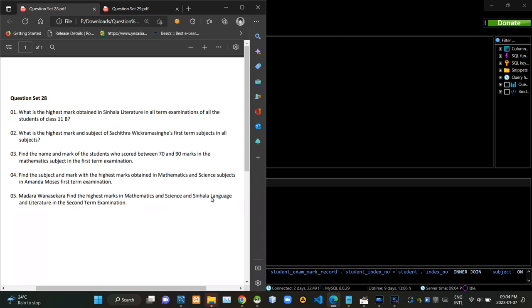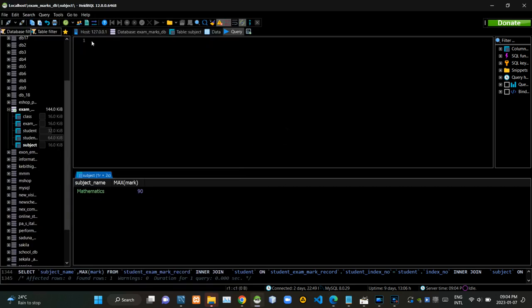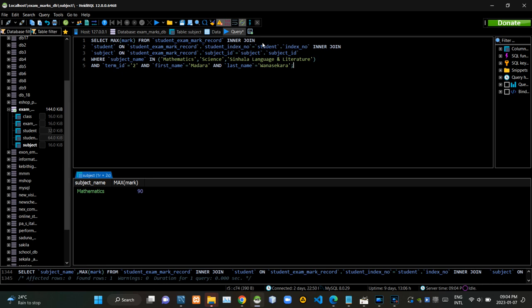Then we have to find the highest mark out of mathematics, science and single subjects obtained by Mandara Vanasekar in the second term examination. Now I am executing this query statement like this.